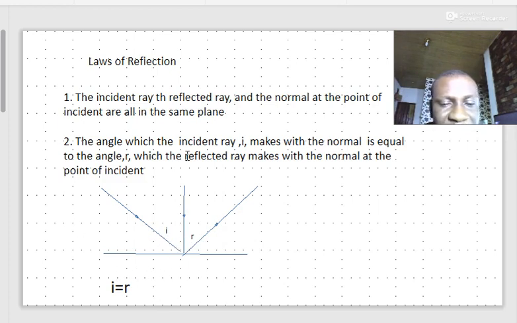So we can now state the second law as this: the angle I which the incident ray makes with the normal is equal to the angle R which the reflected ray makes with the normal at the point of incidence. That's the second law of reflection. Let us bear this in mind.